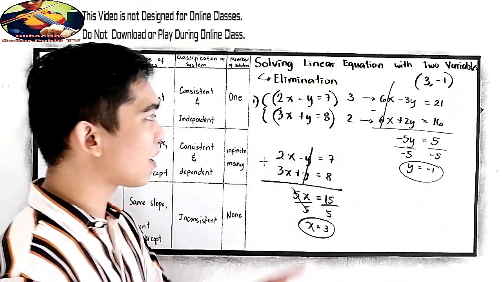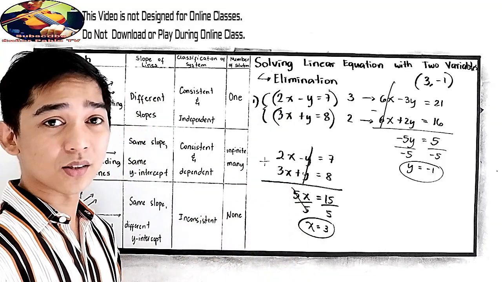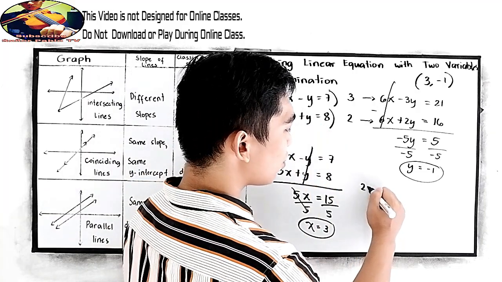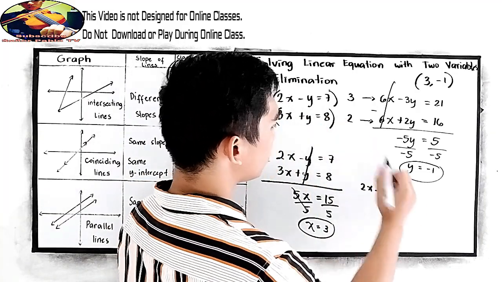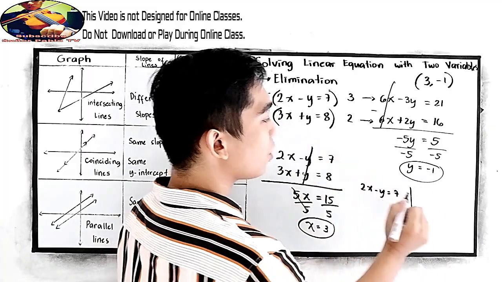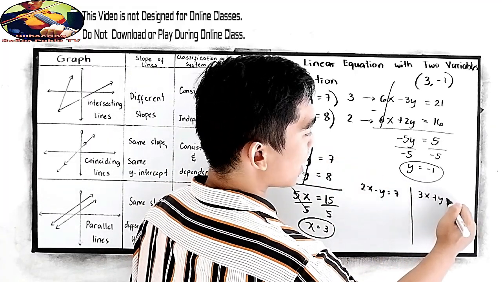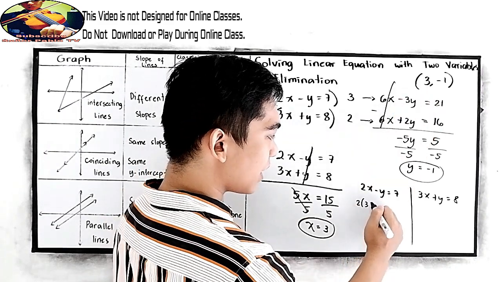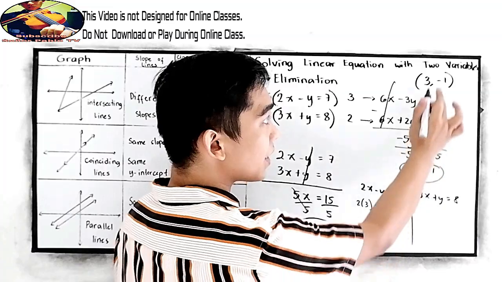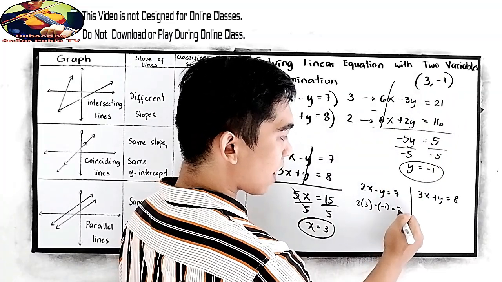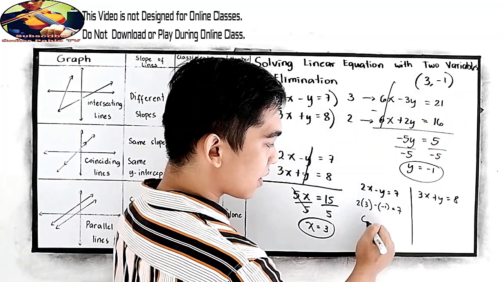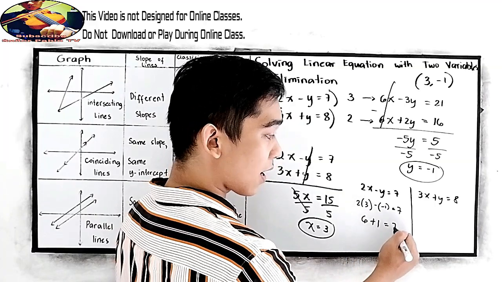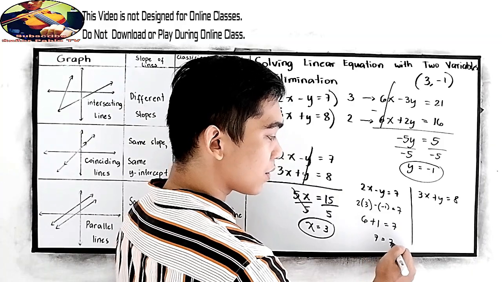Now let us try to substitute in our equations to check your answers. So equation 1, 2x minus y is equal to 7. And the equation 2, 3x plus y is equal to 8. So x is 3, so 2 times 3 minus y, which is negative 1, is equal to 7. 2 times 3, that is 6. Negative times negative, that is positive 1 is equal to 7. So 7 is equal to 7.